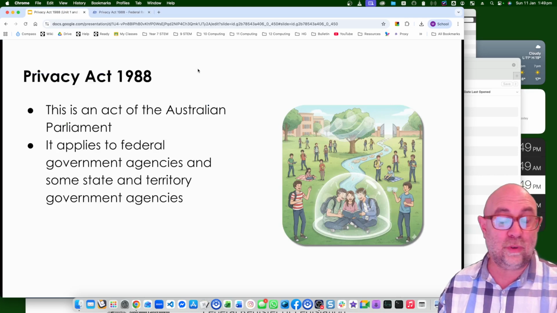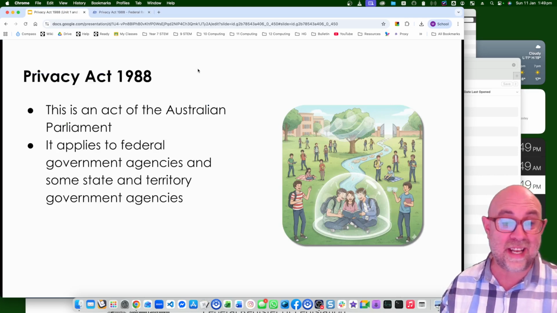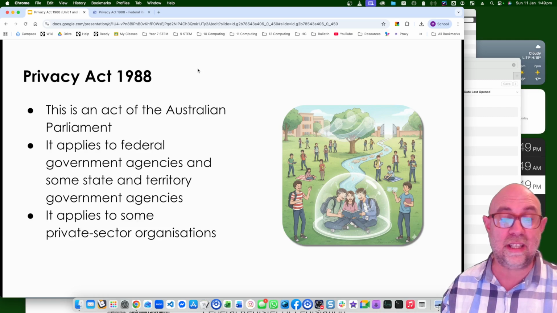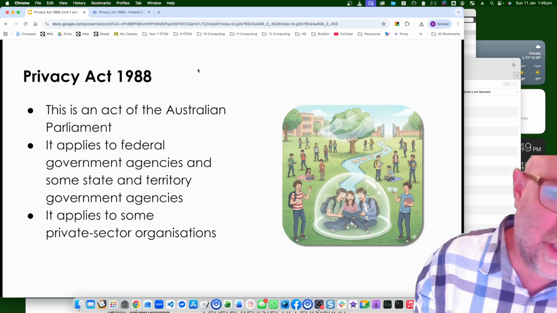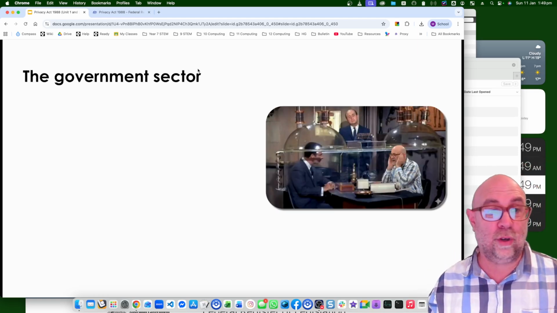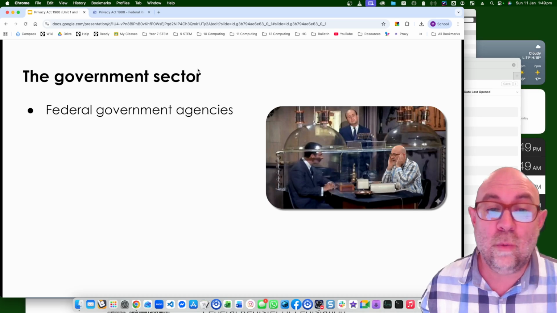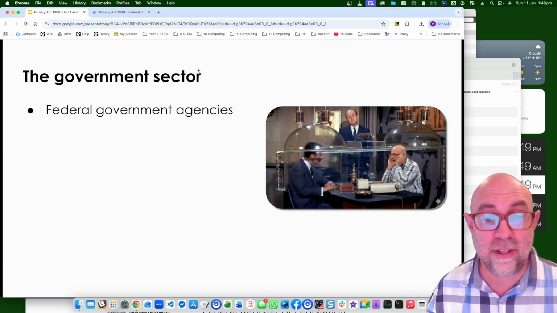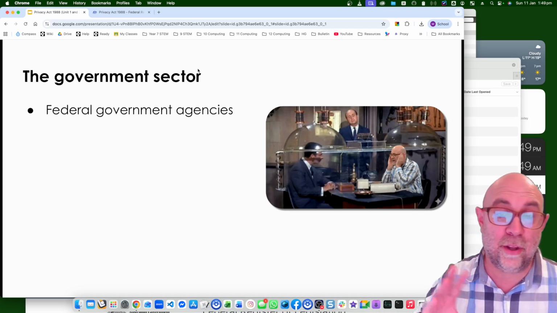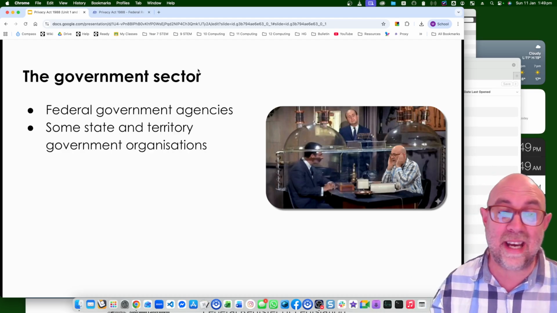It applies to federal government itself, its agencies, and some state and territory agencies, and it applies to many private sector organisations, not really small businesses, but lots of organisations. So, when we're looking at who it applies to in the government sector, the main people that it applies to is the federal government and its agencies.